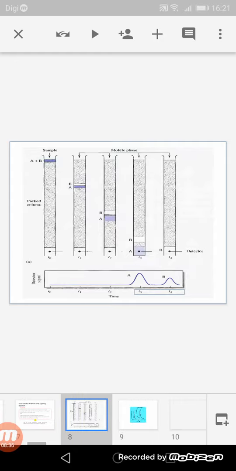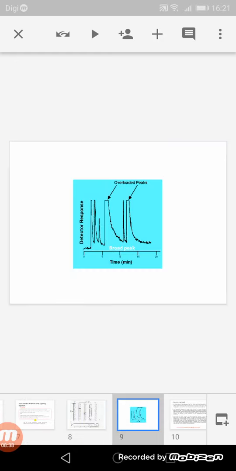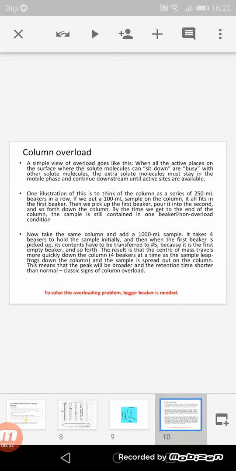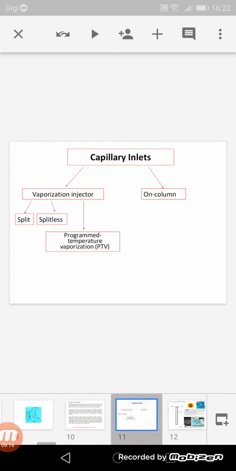And these are examples of overloaded peaks. The peak is not narrow, it is overloaded, a very broad kind of peak. So this is what we call a broad peak. When we talk about column overload, a simple view is that when the active sites on the surface of the stationary phase become very saturated, it will start to overload. I mean, the peak will be very big. Okay, so this is the theory of column overloading.